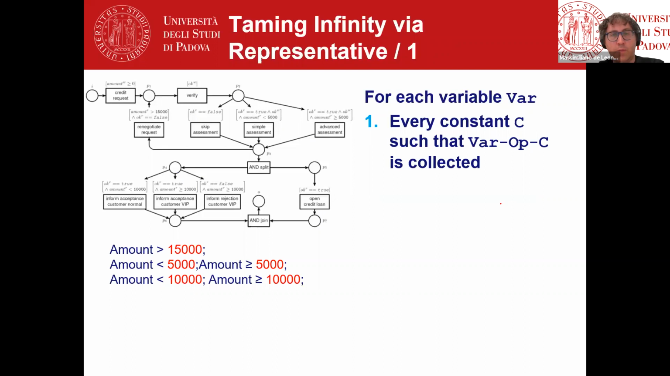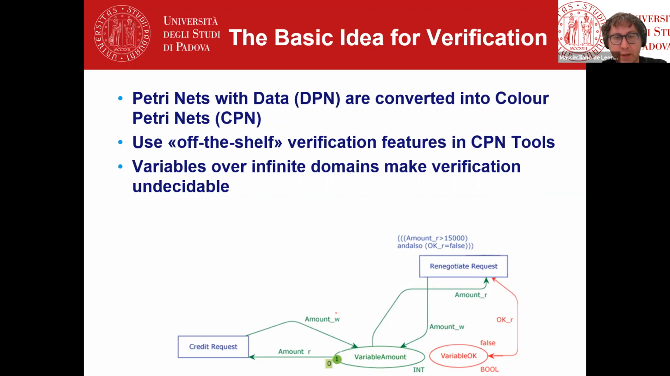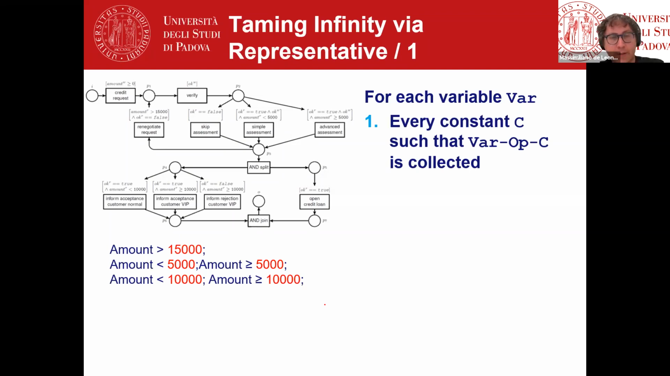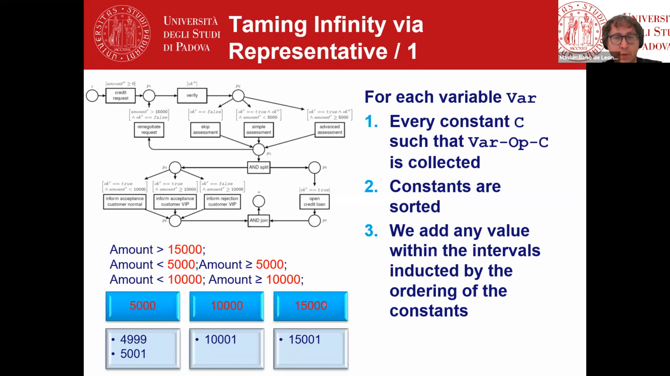So, for example, if I go back and I want to find the representatives for amount, I look at my Petri net and I observe the guards referring to amount. So I collect all the constants I observe there. I sort them. So it's 5,000, 10,000, 15,000. And then I take representatives, so values within these intervals. So I take a value smaller than 5,000, for example 499, a value between 5,000 and 10,000, 5,001, and so on and so forth.